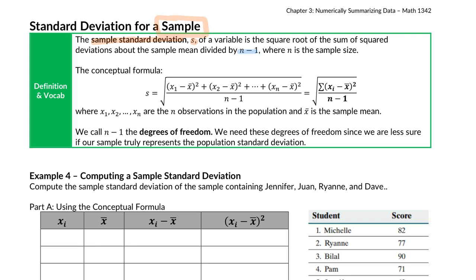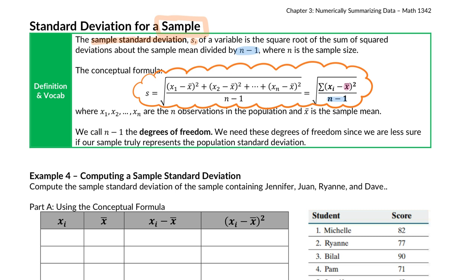I want you to highlight that in a color we haven't used yet today. N minus 1, where n is the sample size. So again, we have this formula that we're going to be using. It is the square root of the sum of the squared deviations about the sample mean divided by n minus 1. So we will need the sample mean just like we needed the population mean, sorry.